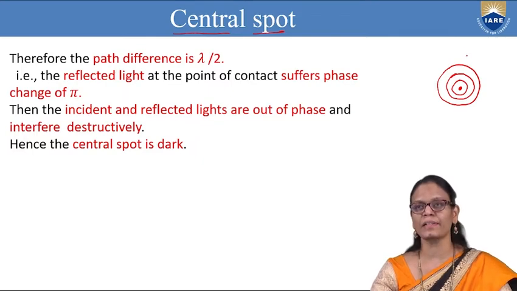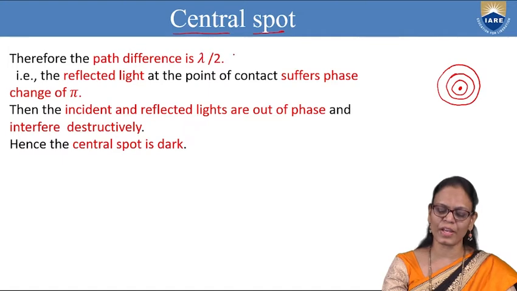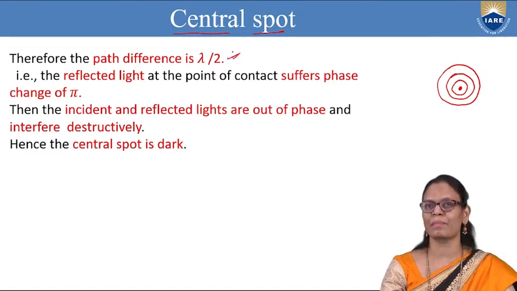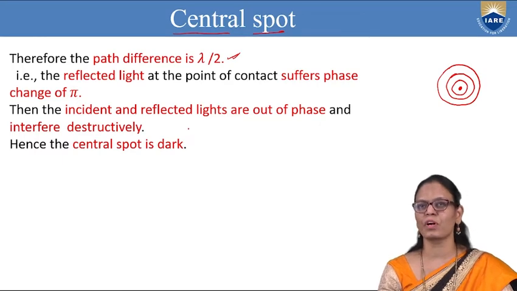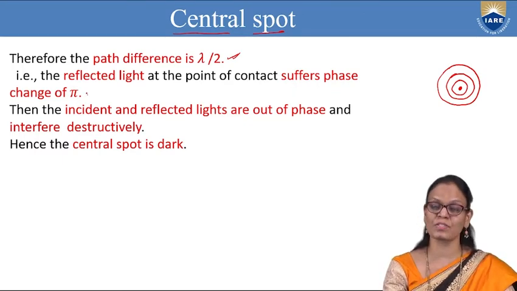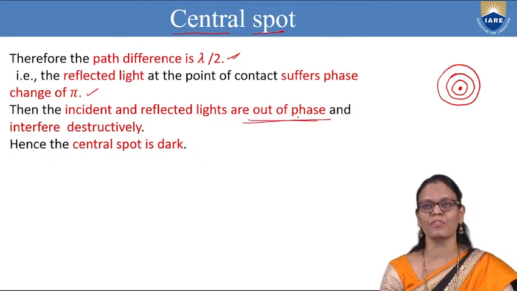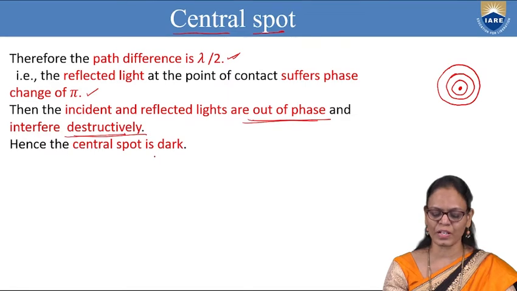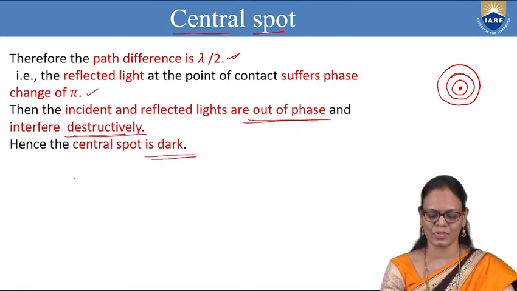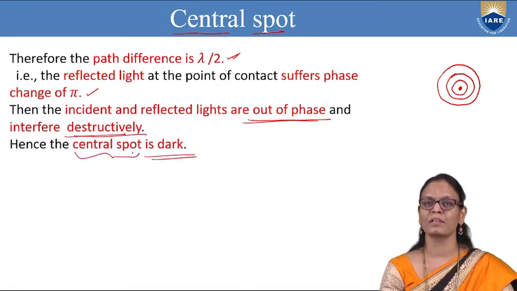Because we are seeing the rings in reflected light, there is always a path difference of lambda by 2. So in the reflected light at the point of contact, they suffer a phase change of pi. So the incident and the reflected light are out of phase. Whenever they are out of phase, we have destructive interference, and destructive interference gives rise to dark spots. That is why the central spot is dark.